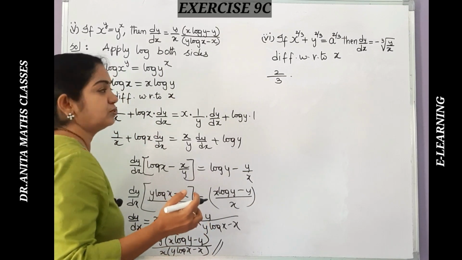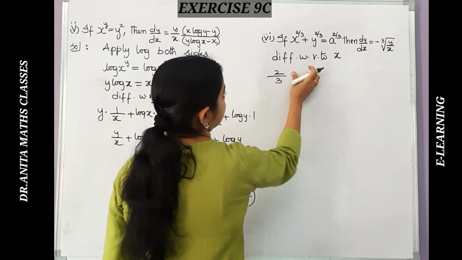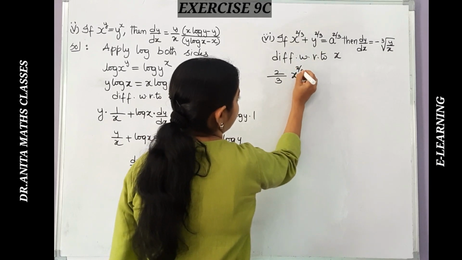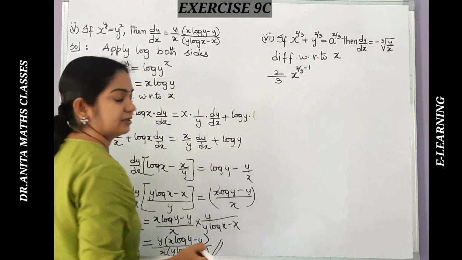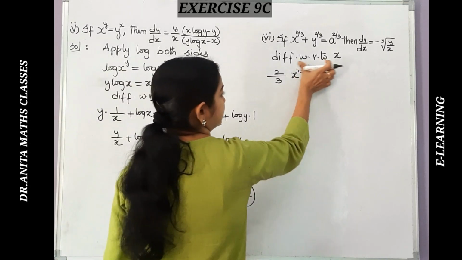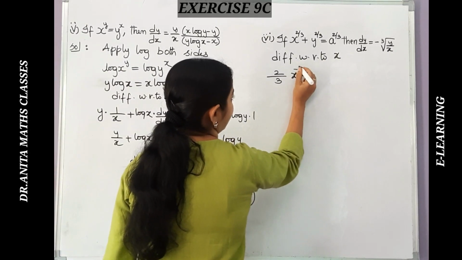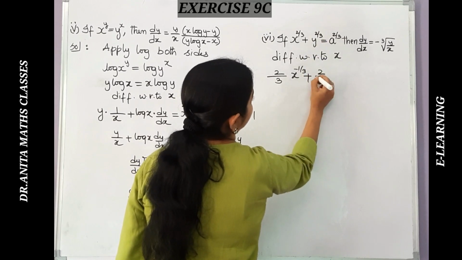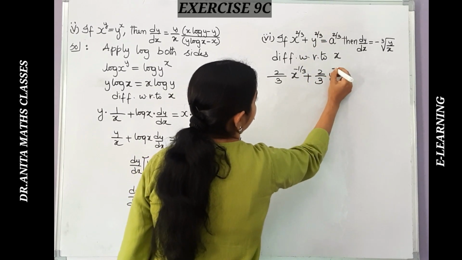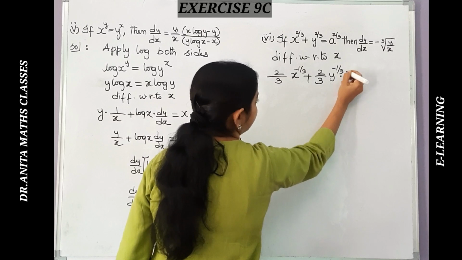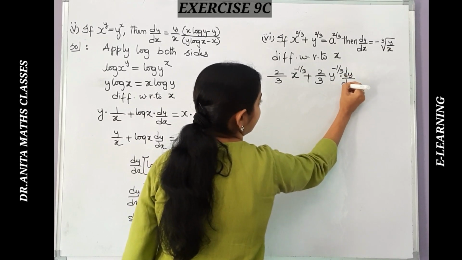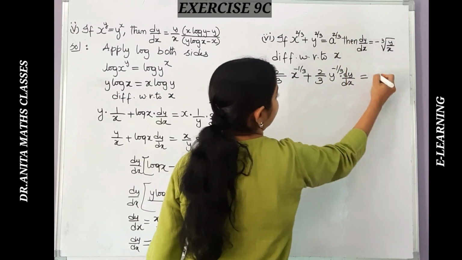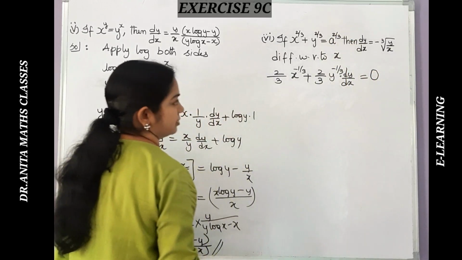Here, n x to the n minus 1, so 2 by 3 minus 1, which is nothing but minus 1 by 3, right? So let us write it again: plus 2 upon 3 y raised to the power of minus 1 by 3. Again the function is in x, so we have to write dy by dx. Now the differentiation of a raised to the power of 2 by 3 is just 0 because it's a constant.